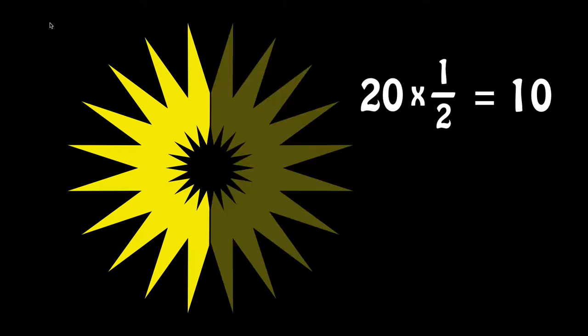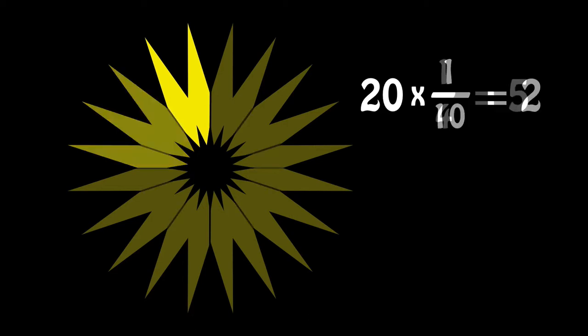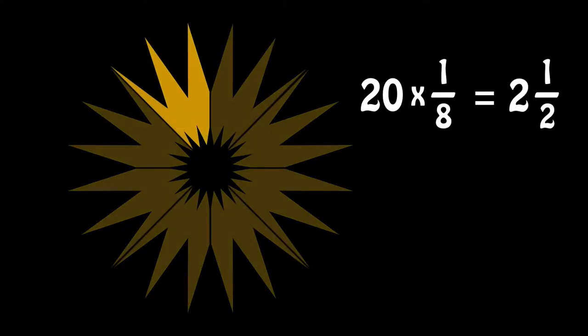Of course it's not. That is an example of the commutative property of multiplication. It might not be immediately obvious which fractions we can use on the sun so we end up with an integer number of those pointy bits. We've seen that we can use 1/2 and 1/5, but we could also have used 1/4 or 1/10. We could not have used 1/8 because 20 times 1/8 is equal to 2.5.